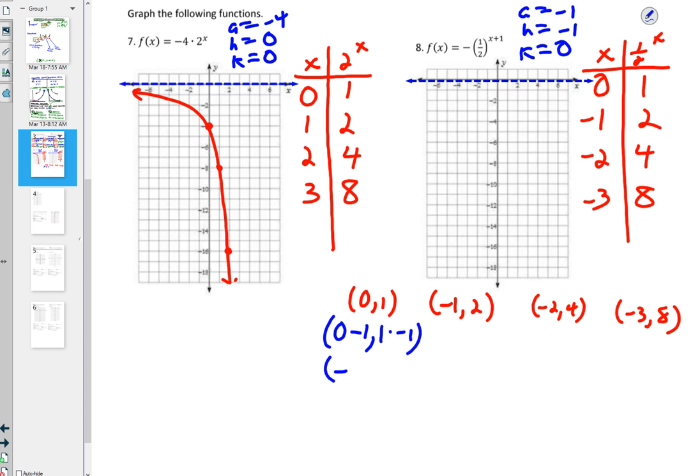So what is 0 minus 1? -1. What's 1 times -1? Also -1. So I can put the point -1, -1 on my graph already. For the next one, my x is -1. According to the formula, what do I do with the x's? Add H. H was -1, so -1 minus 1, comma. The y is 2. You're supposed to multiply times A, so times -1. 2 times -1 is -2. I can put that point there also, -2, -2.